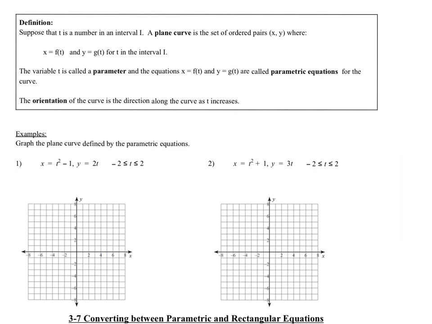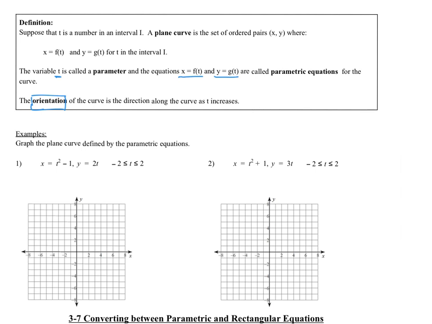So we're going to say that t is a number in some interval, and then the plane curve is the set of ordered pairs x, y, where x is a function of t and y is a different function of t. The t is the parameter, and the equations x equals f of t and y equals g of t are parametric equations for the curve. We always need to consider the orientation, which is the direction along the curve as t increases. So as the ball went up and then as the ball went down.